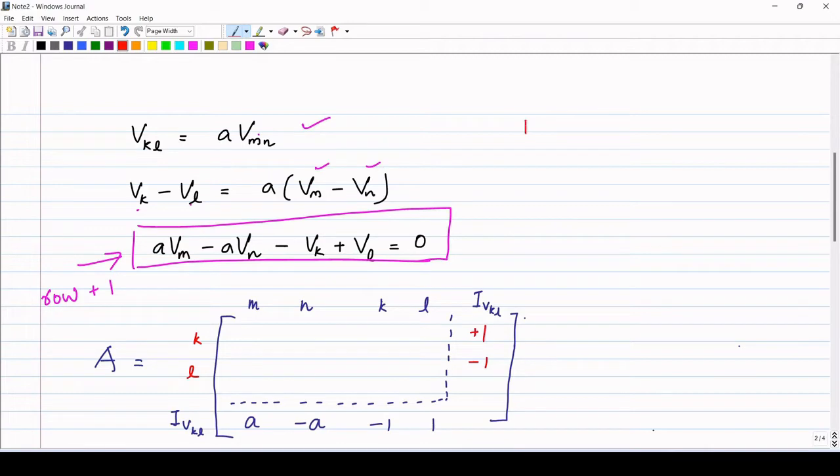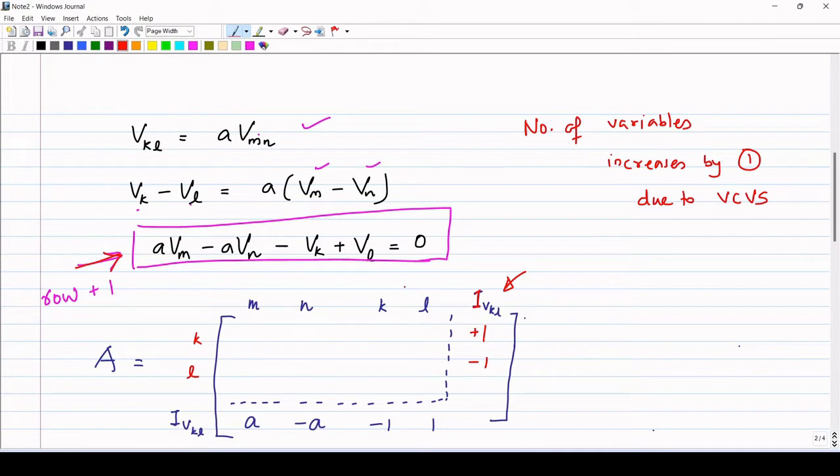So the number of variables increases by 1 due to the voltage controlled voltage source. So the number of columns will be increased by 1 corresponding to this IVKL. Then this dependent source introduces one more equation into the system. So the number of rows will also increase.